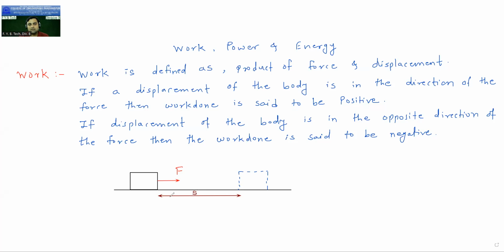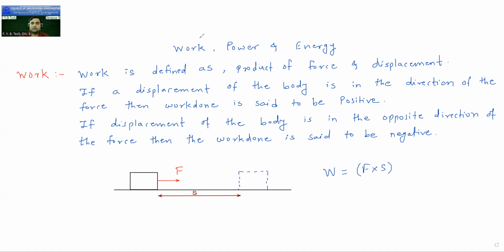Then in this case, you can see the force is towards the rightward direction. Displacement is also in the same direction. So in this case, if I want to calculate the work done, W is the notation for work done. W is equal to F into S, and this is positive because the force and the displacement are in the same direction.